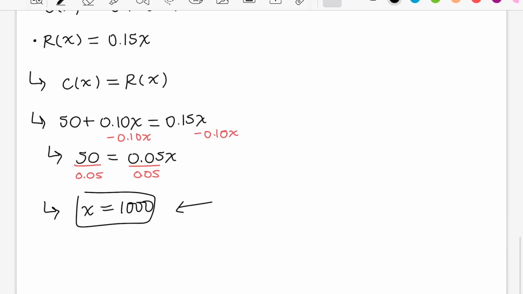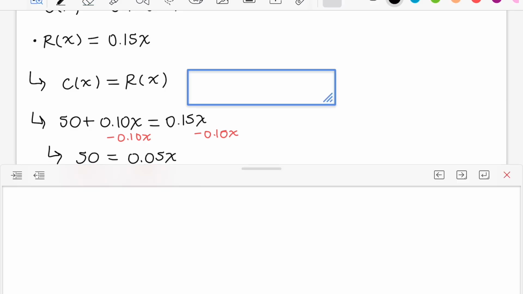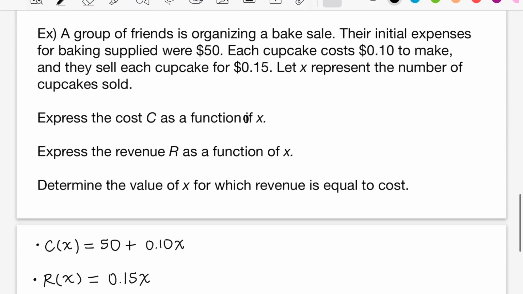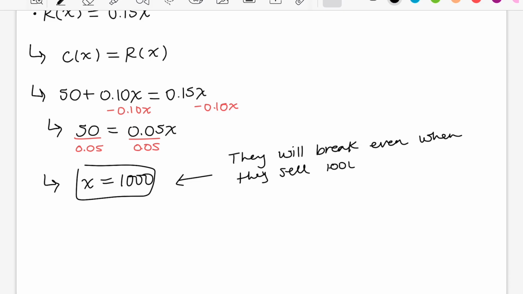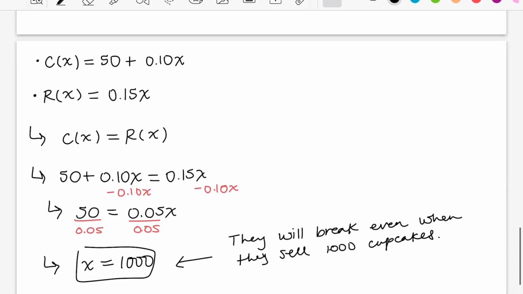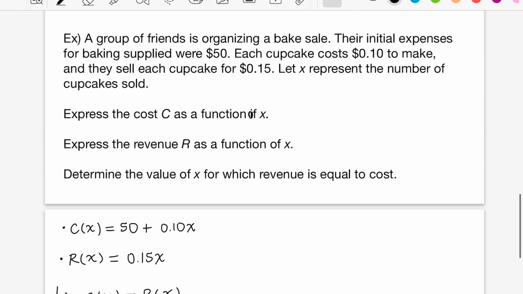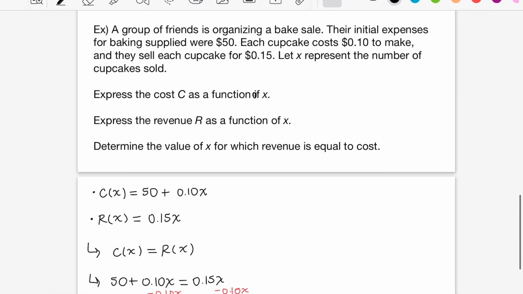And so what this means is, let's write it as the group of friends will break even when they sell 1,000 cupcakes. All right. So you might see a question like this on your homework, and so that's how you would do that one.